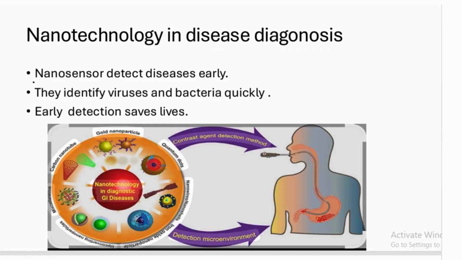Nanotechnology in disease diagnosis, for example, nanosensors detect the disease earlier. They identify the viruses and bacteria quickly. Early detection also saves lives.